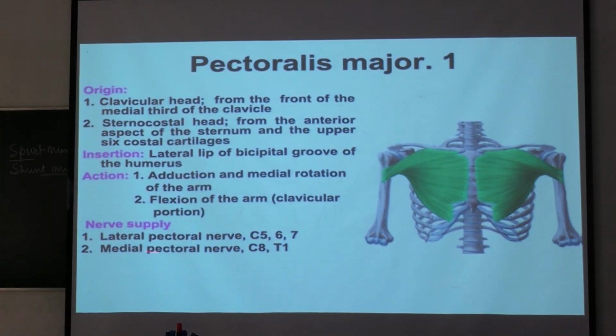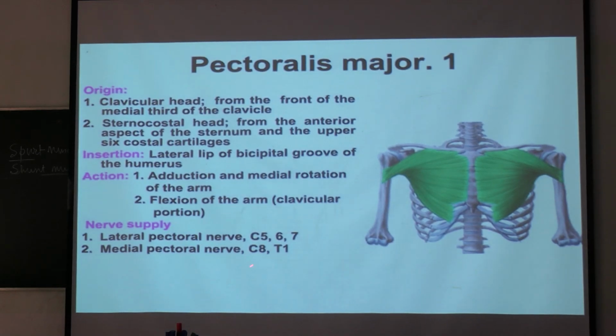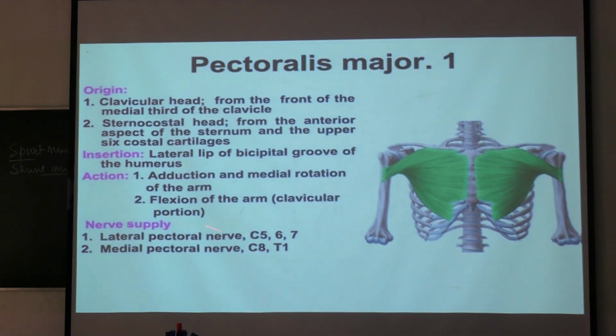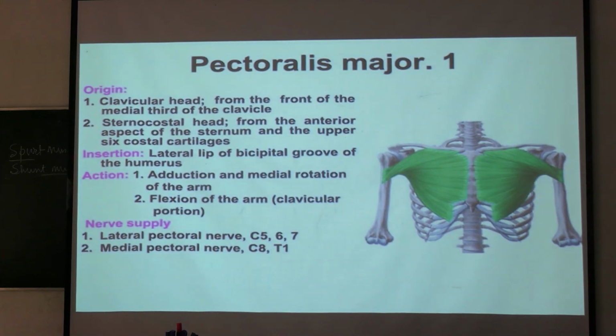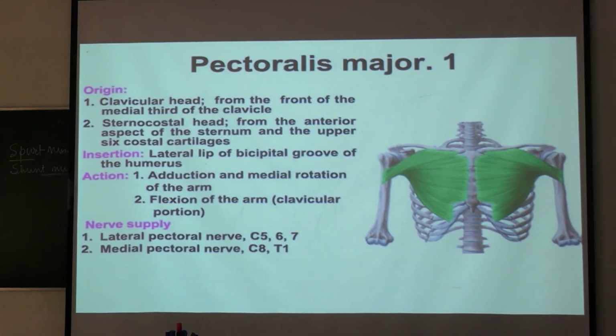Next we go to nerve supply. It is supplied by two nerves. Lateral pectoral nerve, root value C5, C6, C7, and medial pectoral nerve, root value C8 and T1. The lateral pectoral nerve is a branch of the lateral cord of the brachial plexus, and the medial pectoral nerve is a branch from the medial cord of the brachial plexus.